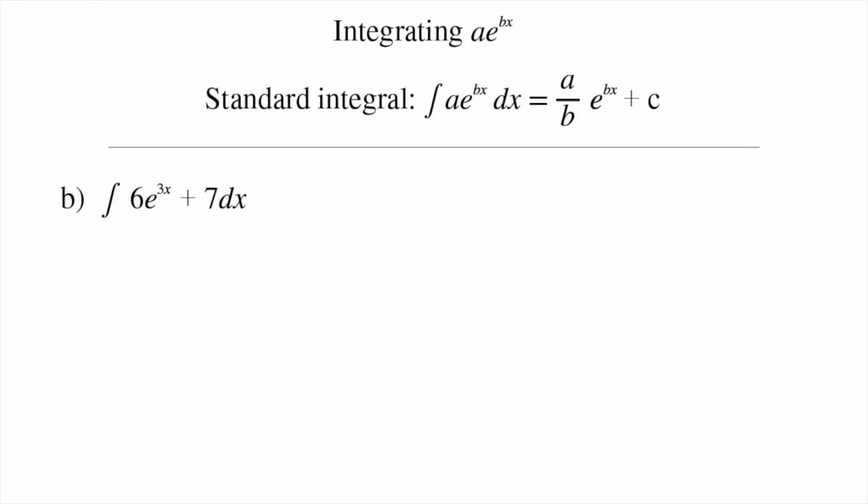The first part is in the exact form of the formula at the top, so we can use this rule, and the second part is just a constant, which we already know how to integrate. So our answer is 6 over 3e to the power 3x, that's using the formula, plus 7x. That's the integration of the constant 7 plus c. We can simplify this slightly by noting that 6 over 3 is just 2, so our final answer is 2e to the power 3x plus 7x plus c.